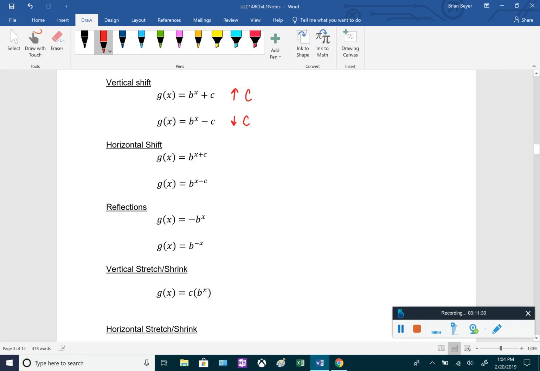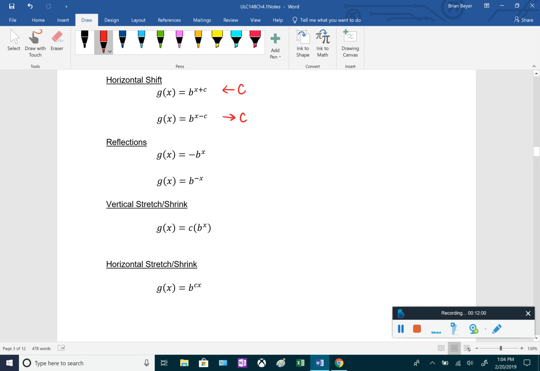A horizontal shift is when it's done directly on the x. So you can see the plus or minus c is in the exponent. If we have b raised to the x plus c, that's going to be a shift to the left. You have to remember horizontal is opposite of what you think. Plus means to the left. And then if we have b to the x minus c, that's going to be to the right. So we just move the graph to the right c units.